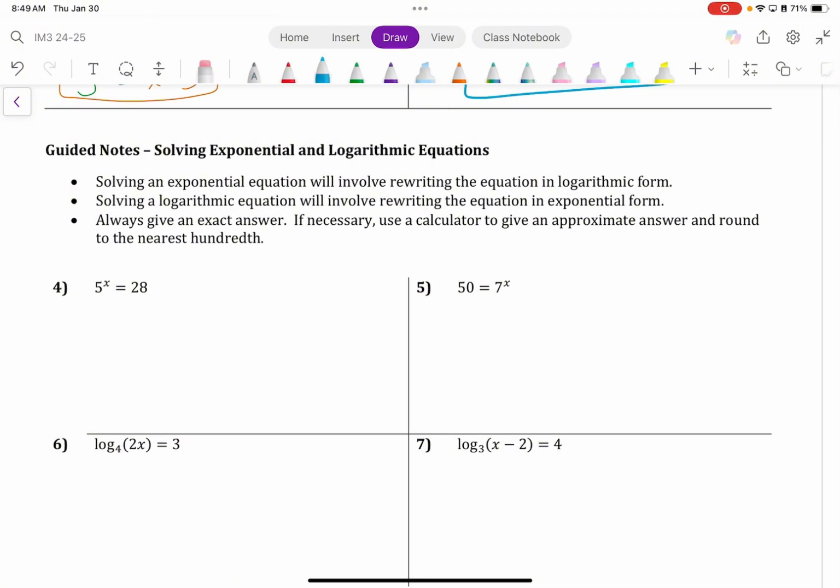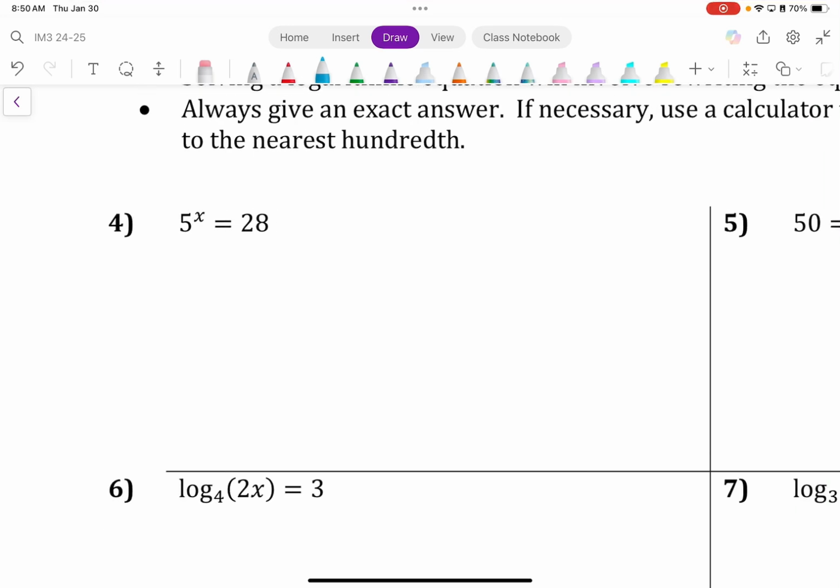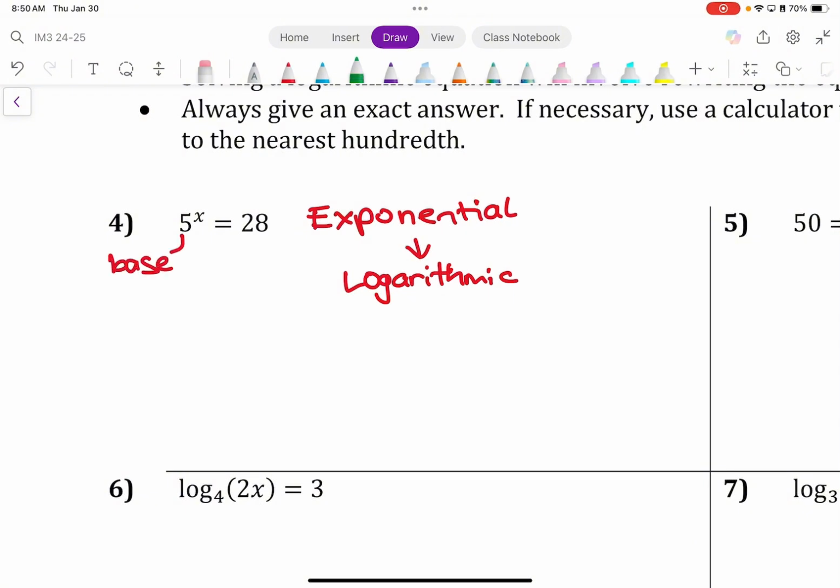Okay. So let's take a look at the first one, number 4. Let's solve for x. 5 to the x equals 28. First, you want to identify what form you're starting with. For us, we are starting in exponential form. So I need to go from exponential to what? Logarithm. Exponential to logarithmic. How do I do that? Well, we did in the warm-up, right? We said first identify the base, identify your answer, and then identify your exponent.